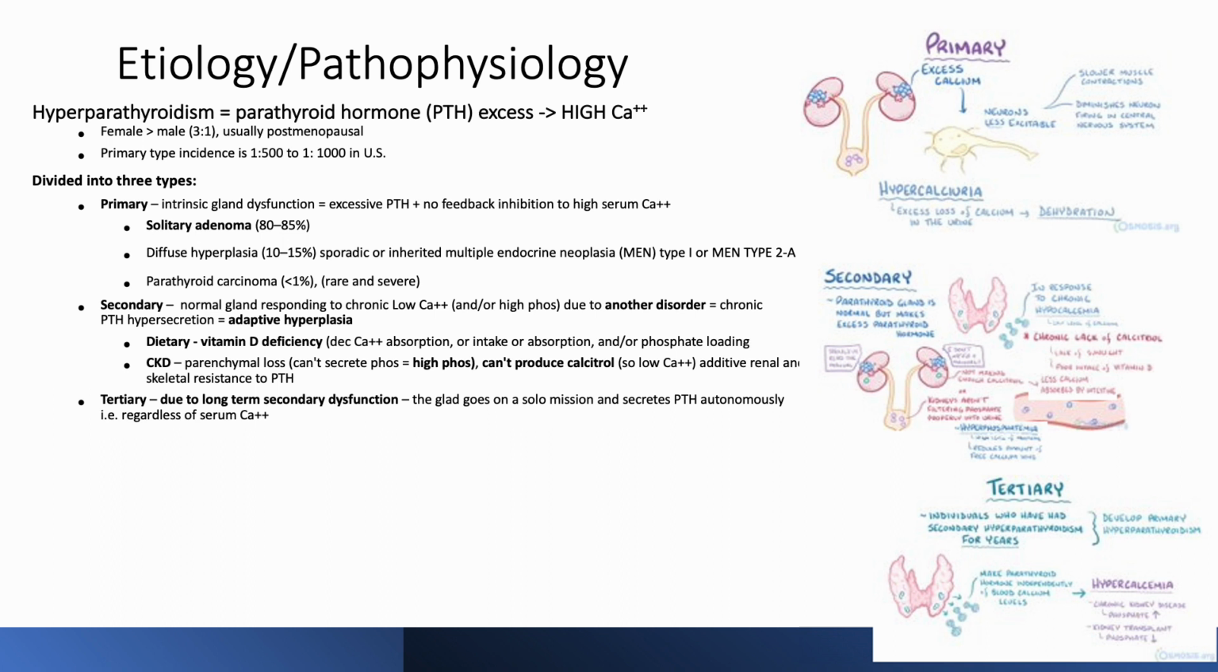So secondary hyperparathyroidism can also be caused by a lack of calcitriol, either by the lack of sunlight or poor intake or absorption of dietary vitamin D. So those are the most common causes.